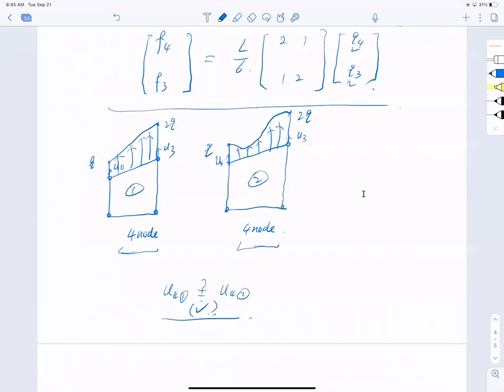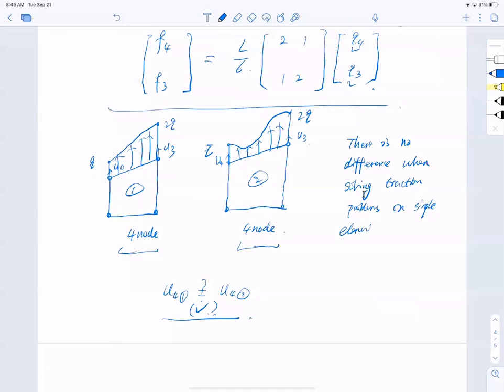So Alfred, do you see the problem now? That is to say that there's no difference when solving traction problems on single elements, regardless of the distribution of traction. This is surprising, right?